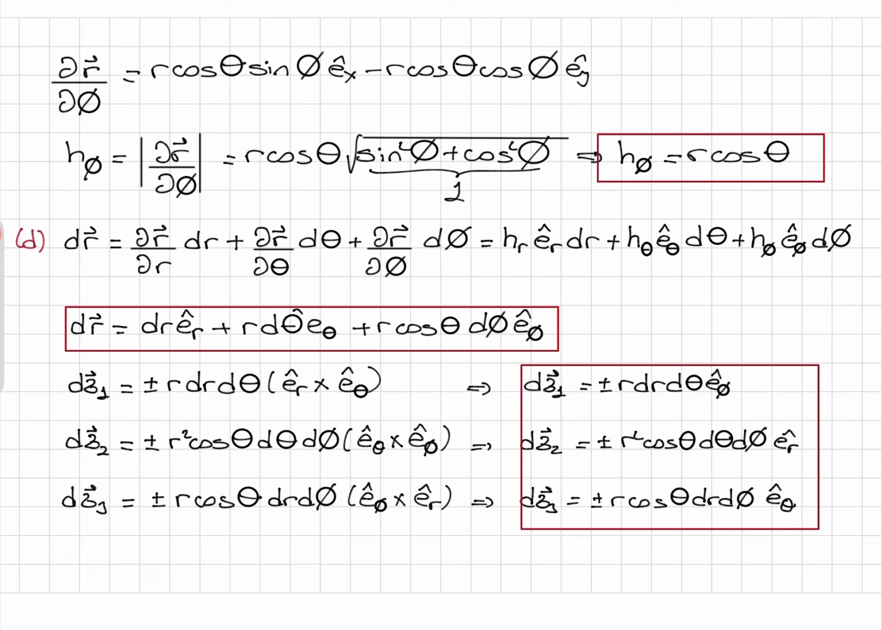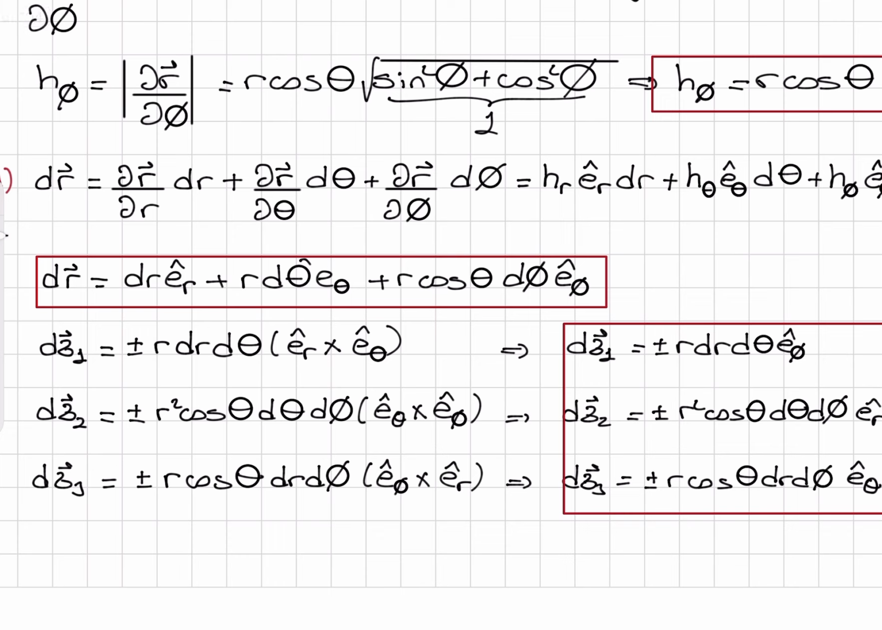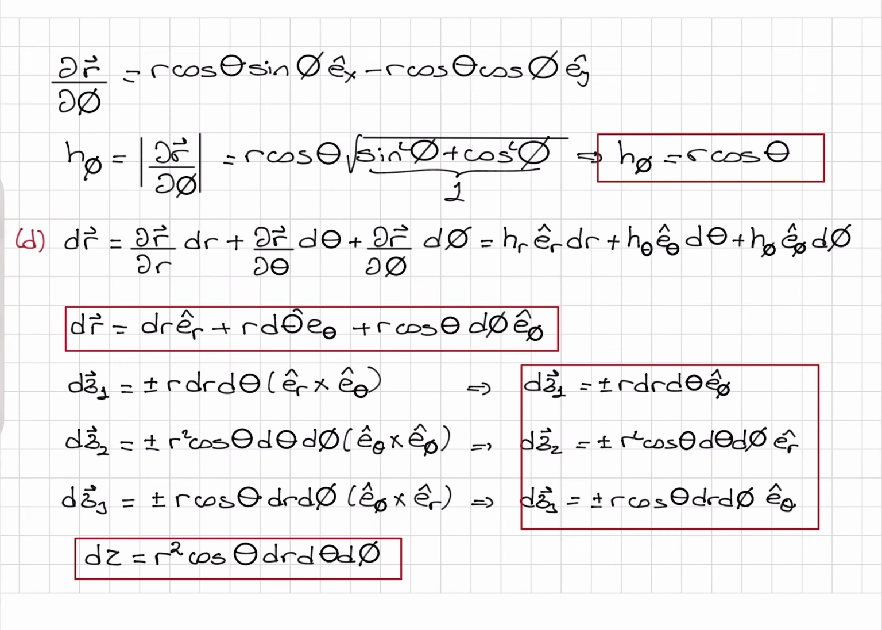So the plus or minus sign depends on our geometry here. The area vector must be pointing perpendicularly outward from the enclosed volume. So that's basically our convention. Now, as for the volume element, d tau, we have hr is 1, h theta is r, h phi is r cosine theta, so it's r squared cosine theta dr d theta d phi. This is how we write our differential volume element.